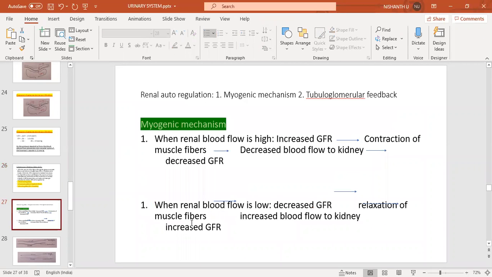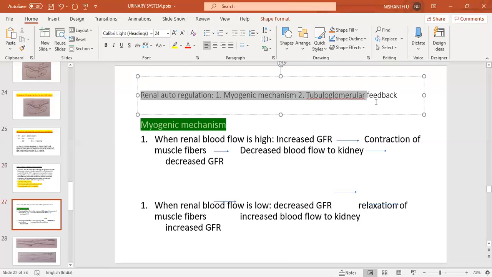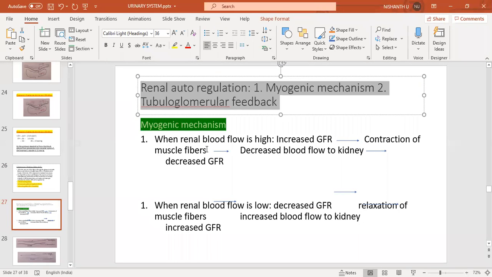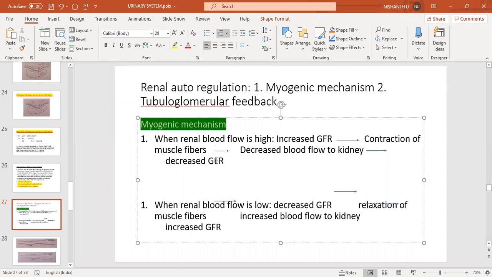The first one is renal autoregulation. That is the first mechanism which controls the glomerular filtration rate. So under renal autoregulation, two mechanisms are there. One is myogenic mechanism, and second one is tubuloglomerular feedback. Both are important. Just focus on the heading, then you can understand. Myogenic mechanism: the name itself indicates that it is the property of a muscle. What about muscle? Which muscle?